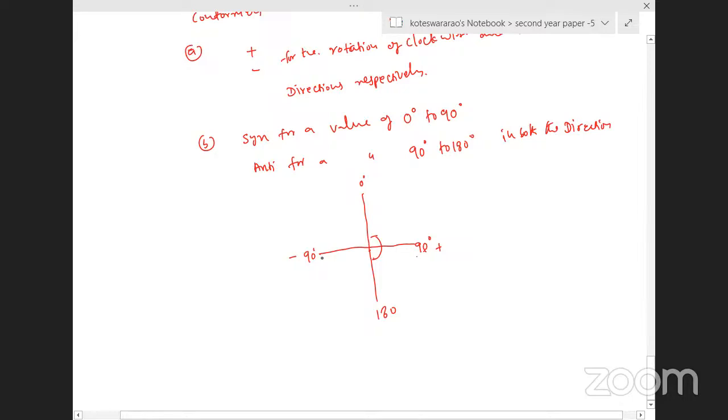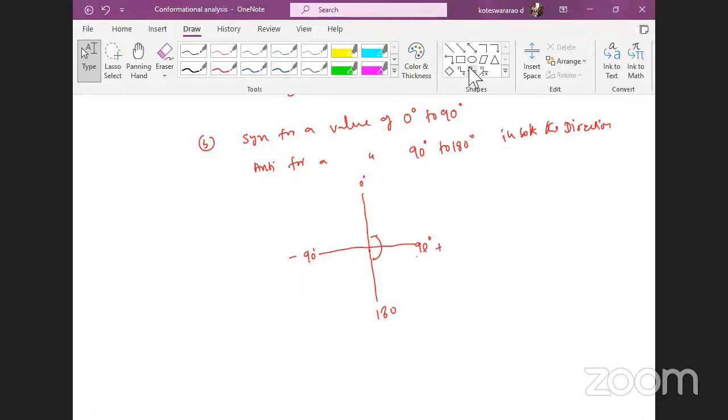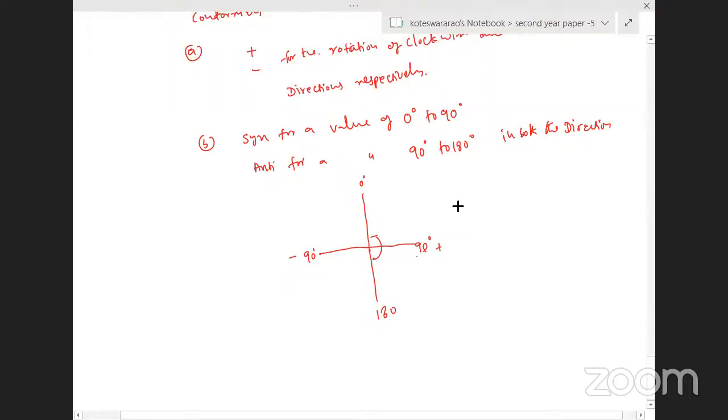Okay, minus 90. Then I'm making the circle here. Now in that, first time this bisects into 2 equal halves. This is the 90 degrees rotation. Suppose this is the 0 degrees. This is the 90 degrees. This is the minus 90 degrees. Right. I'm making the difference at every 30 degrees.